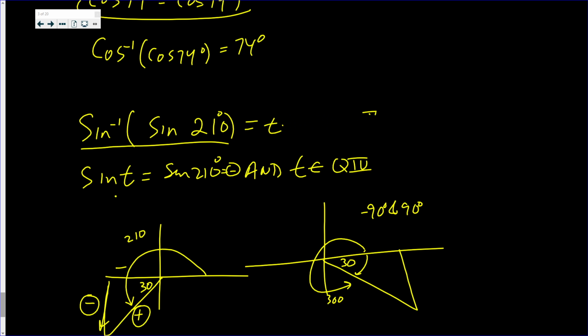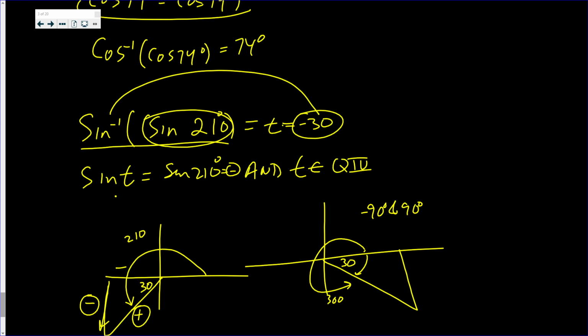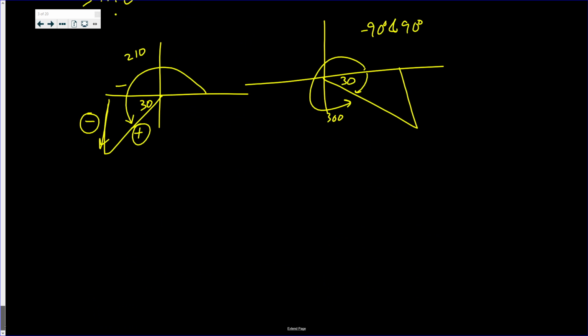This is equal to negative 30. That is, the sine of negative 30 equals the sine of 210. And this number is between negative 90 and 90. It's a game. You have to play the game. Let's try the next one.